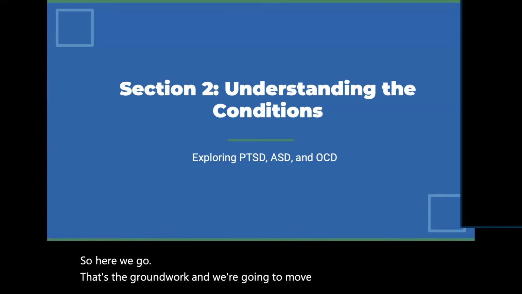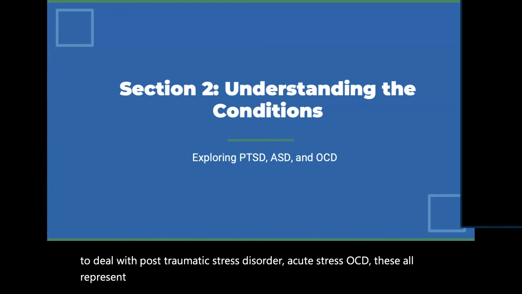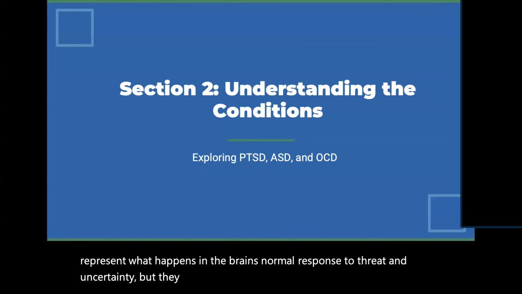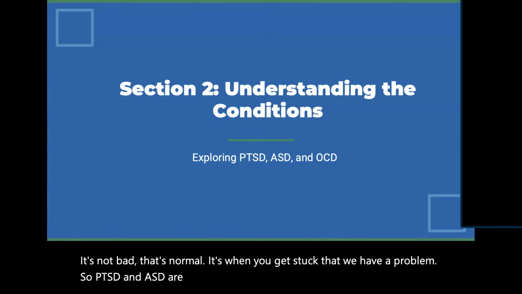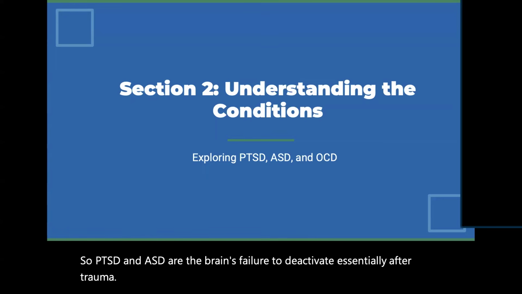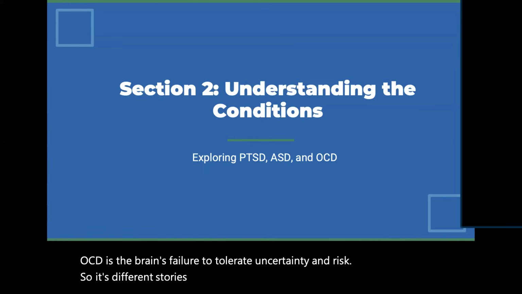So we're going to deal with post-traumatic stress disorder, acute stress, OCD. These all represent what happens in the brain's normal response to threat and uncertainty, but they get stuck. So we all have this adrenaline-like response. It's not bad. That's normal. It's when you get stuck that we have a problem. So PTSD and ASD are the brain's failure to deactivate, essentially, after trauma. OCD is the brain's failure to tolerate uncertainty and risk. So it's different stories, same central problem. It's a loop that won't quiet down.